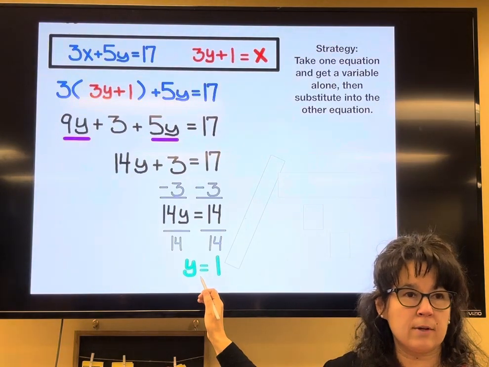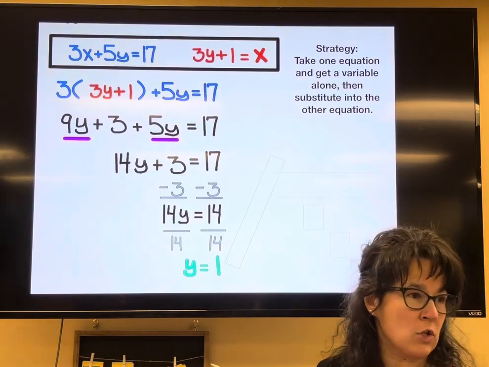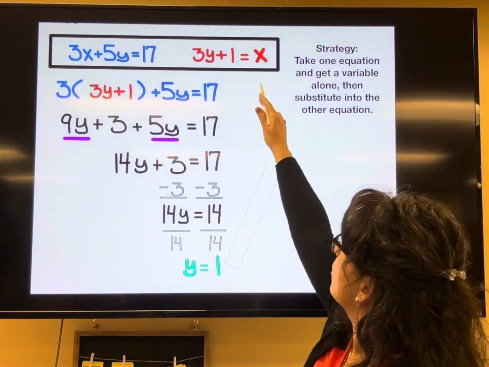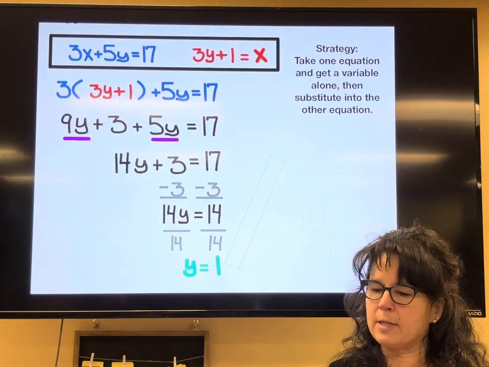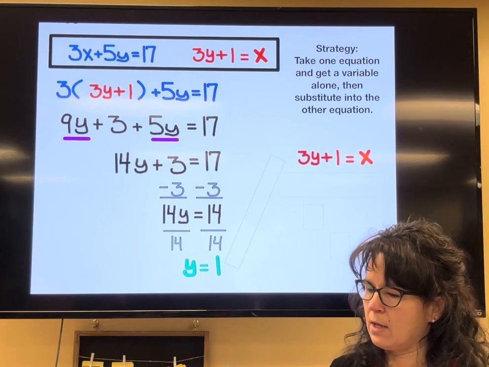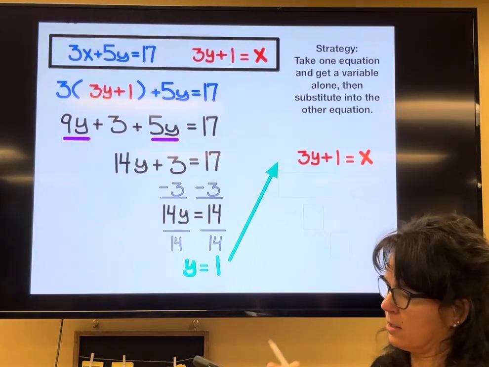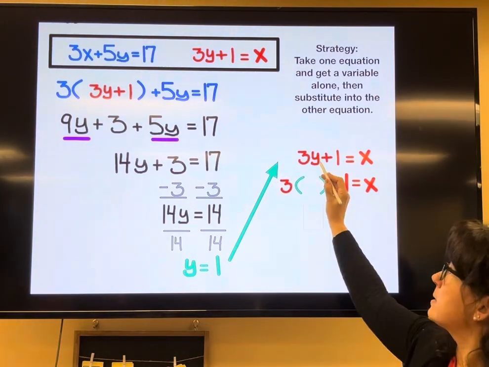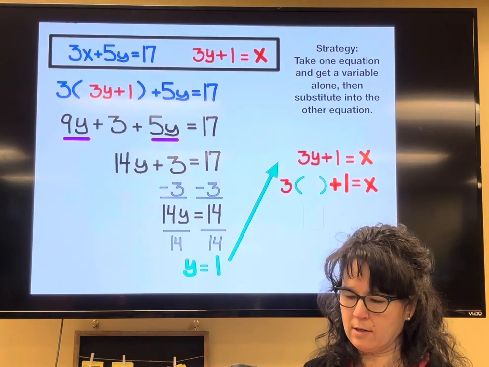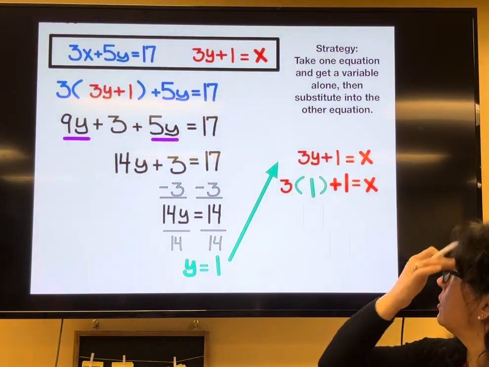to 1. You can technically substitute this back into either one of the original equations, but since I'm trying to find x and x is already by itself, it's probably easier to grab the red one here, and I'm going to substitute the 1 into this equation. So I'm leaving a spot here for the y, and let's take that 1 and move that into the y spot, substitute.